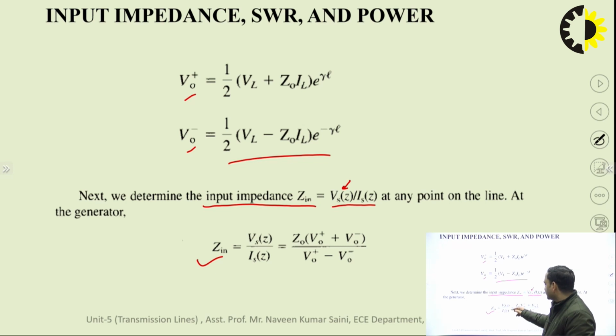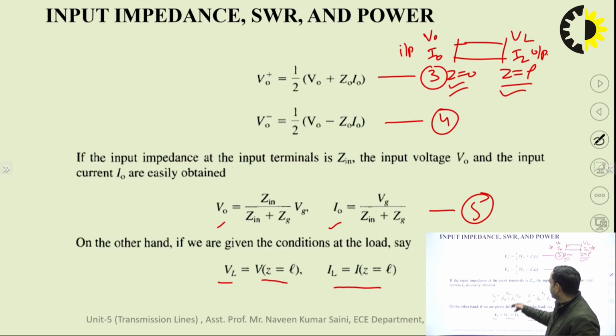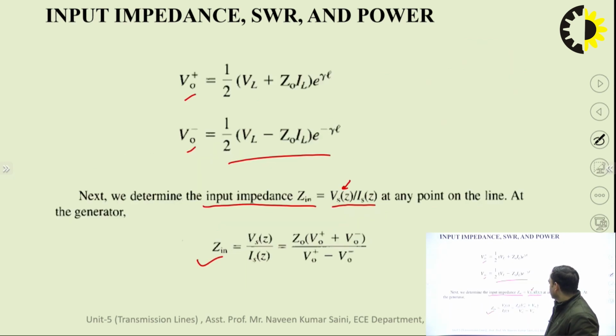So, for that Z in we are taking VS(Z) upon IS(Z), from this section from here. So, from this one V naught plus and V naught minus we are getting. So, when we put VS(Z) upon IS(Z), this equation will be Z naught times V naught plus plus V naught minus upon V naught plus minus V naught minus. So, this is the case at the point where we are taking Z into consideration, and we will put it at Z is equal to 0. So, this expression we are getting here.